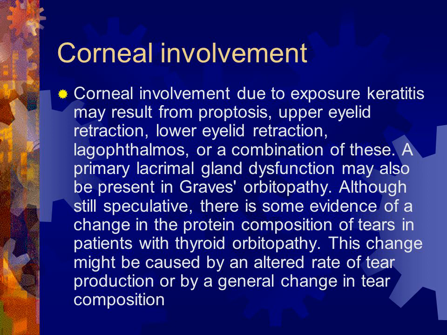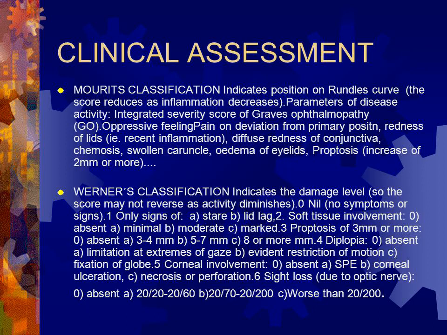A primary lacrimal gland dysfunction may also be present in Graves' orbitopathy. Although still speculative, there is some evidence of a change in the protein composition of tears in patients with thyroid orbitopathy. This change might be caused by an altered rate of tear production or by a general change in tear composition. Clinical assessment: the Mourits classification indicates position on Rundle's curve.